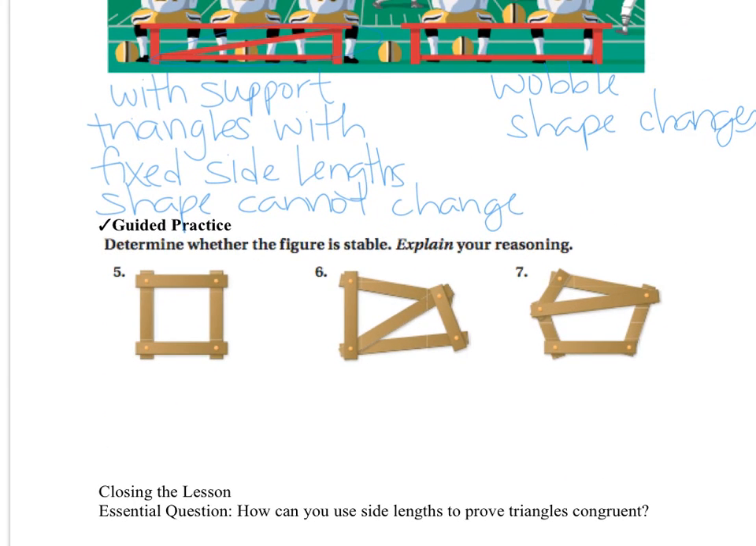So looking at these, think if they would be stable or not. Think if there would be any movement that you could have at all. Pause the video and then check your answers.